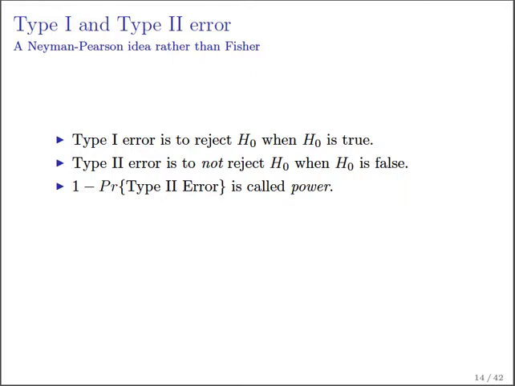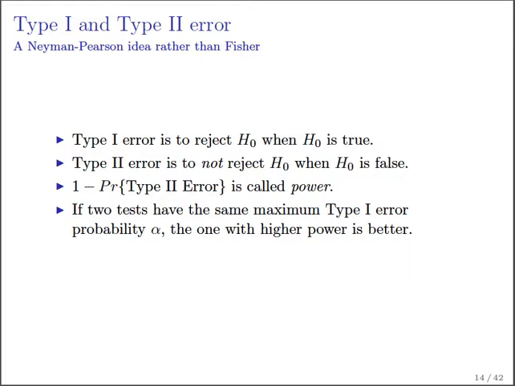1 minus the probability of a type 2 error, which would be the probability of correctly rejecting the null hypothesis when it's false, is called the power of the test. And I guess if two tests have got the same significance level, the same maximum probability of a type 1 error, the one with higher power is better. And power can also be used to select sample size, which is something that we'll do in this course.